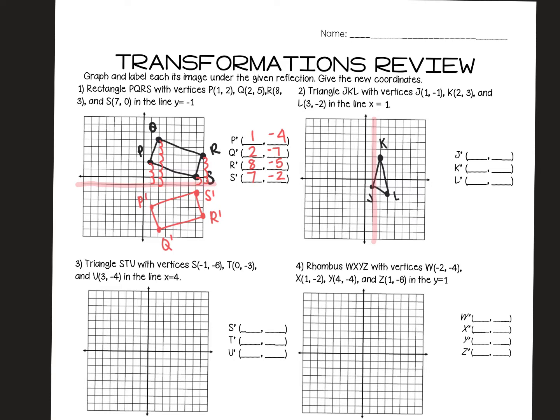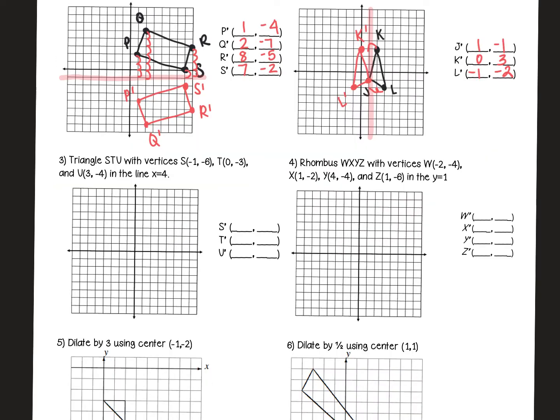So J is actually going to stay right where it is because it's on the line, so it's not going to be moving. K is 1 away, so we're also going to go 1 over, and here's K prime. And then L is 2 away, so we're going to go 2 over the line for L prime. Writing down our ordered pairs, we have (1, -1), (0, 3), and (-1, -2). Examples 3 and 4 are really similar, so check out the PDF answer key if you want to check your answers for those.